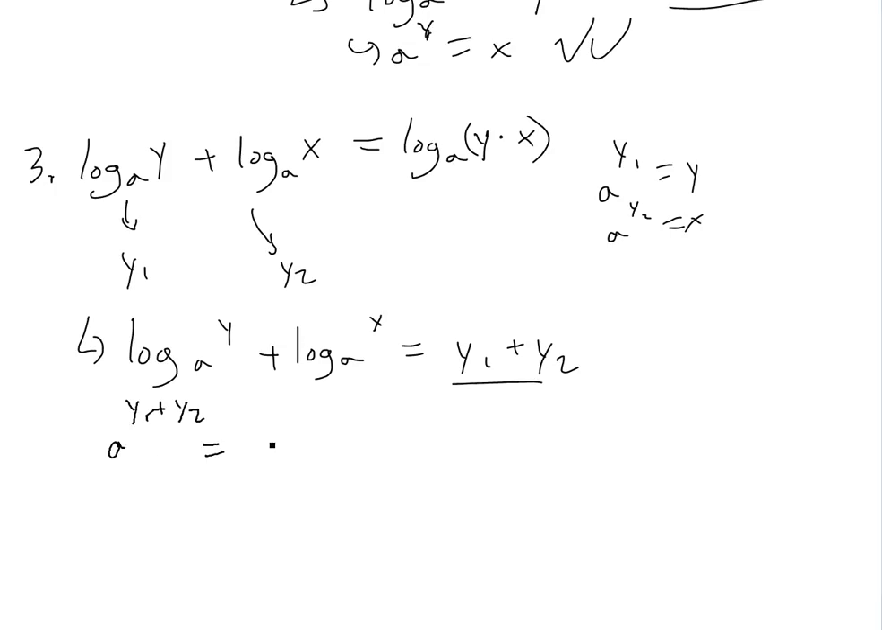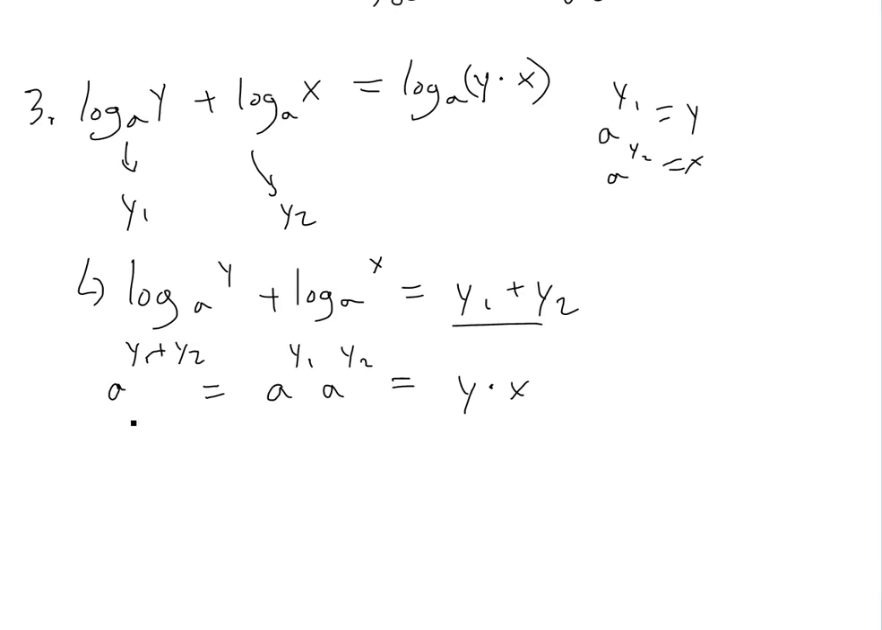This would equal a^y1 times a^y2, if you see my exponential rules. And we already know what this is, we just defined this. a to the y1 is y, and a to the y2 is x. So we'll have y times x. So now if we write it together like this, y1 plus y2 equals y times x.